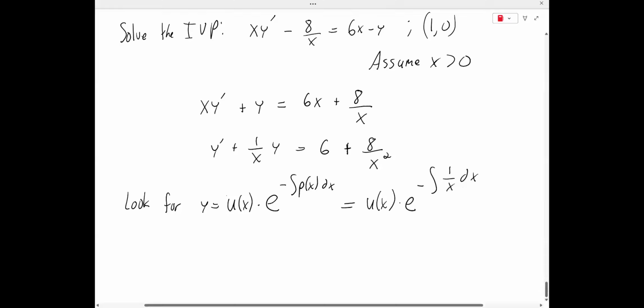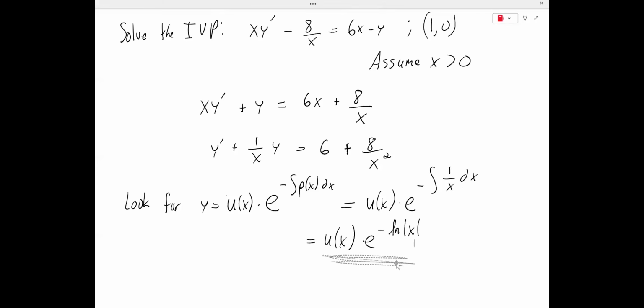And now how does that go? I'll come back down here maybe. This is equal to what? u of x. Now this is e. Now this is what? Negative. That'd be natural log absolute value of x. Like this. Okay. Now you could look for solutions like this here, but you can actually simplify this a little bit so it's not so messy.